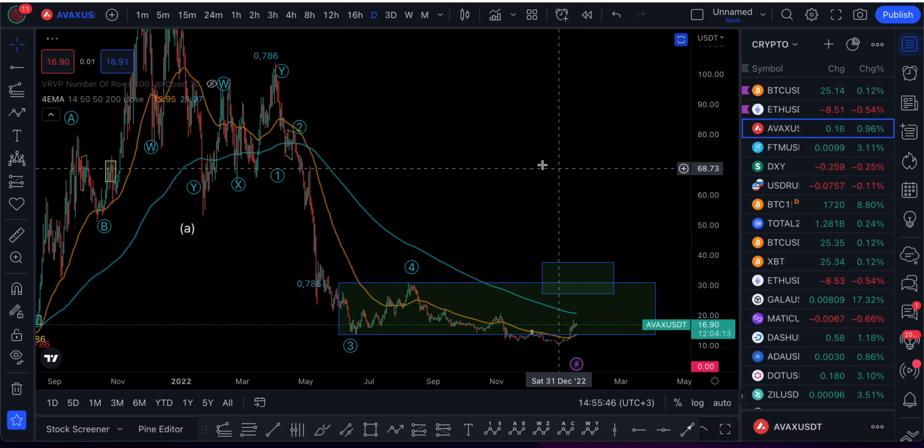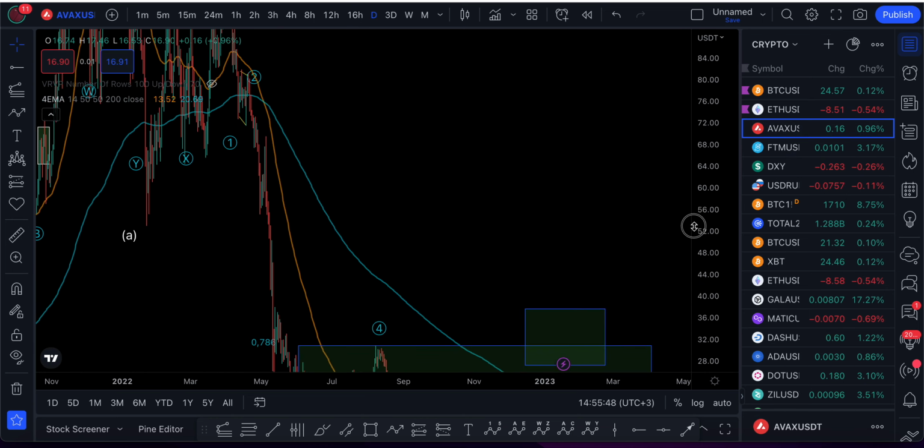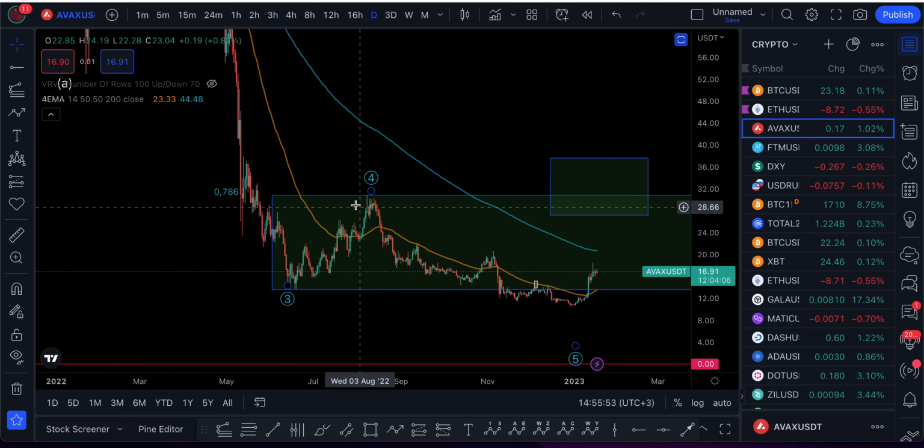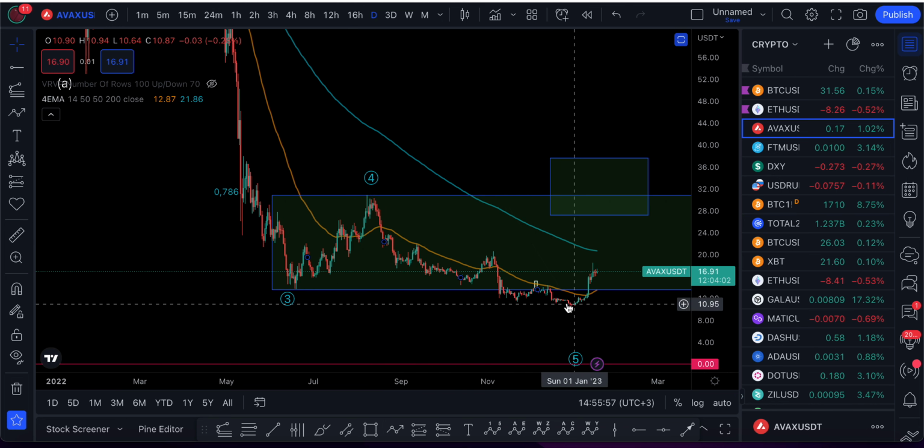For AVAX daily time frame, well, altcoins seem to have bottomed. So this kind of looks like some ending diagonal, right?